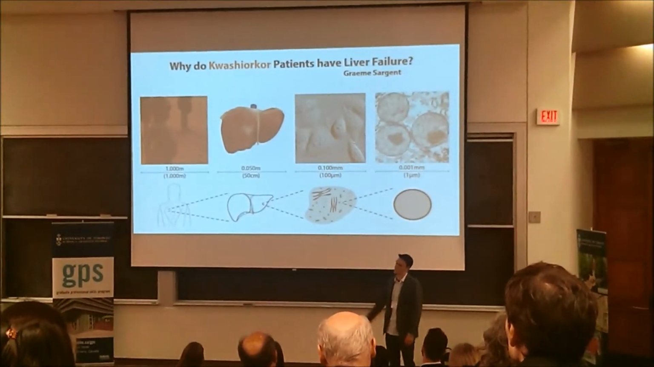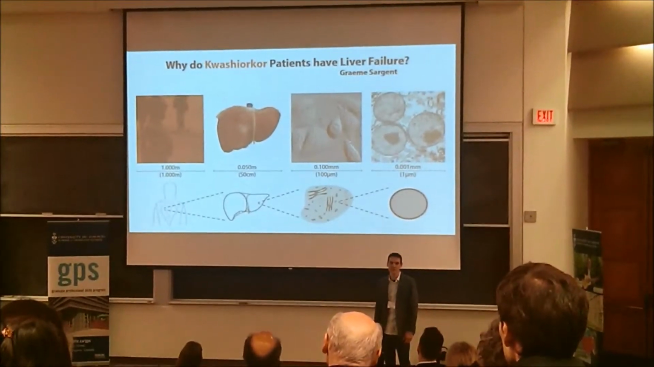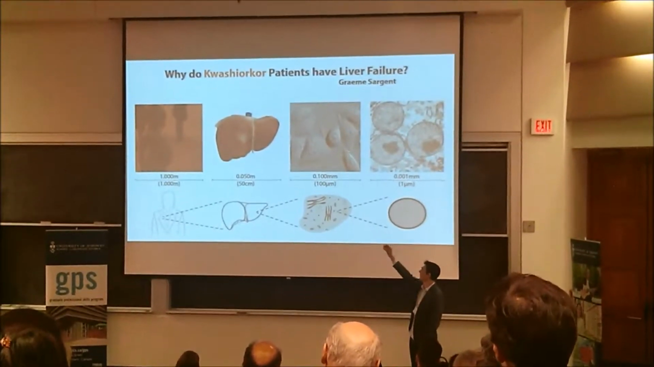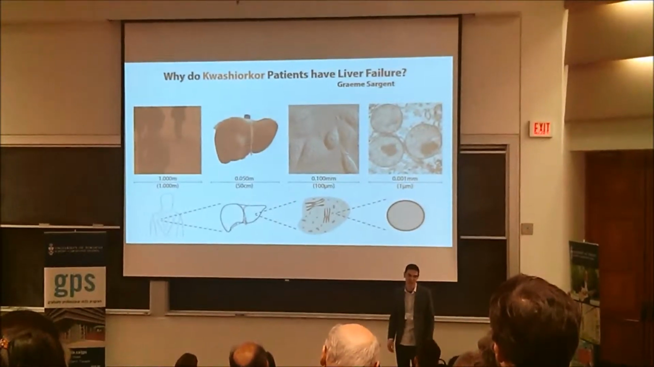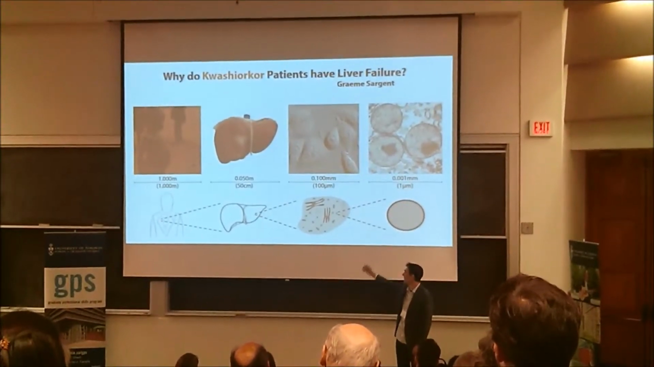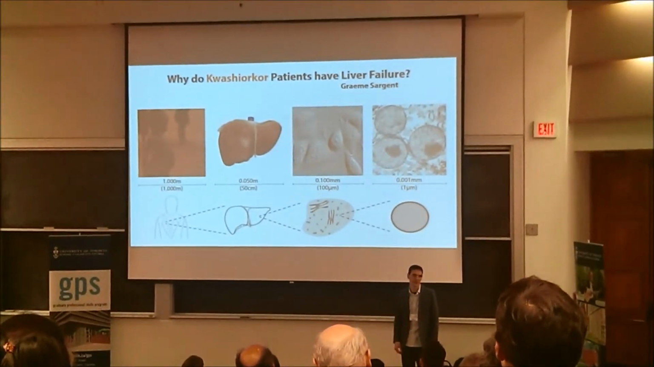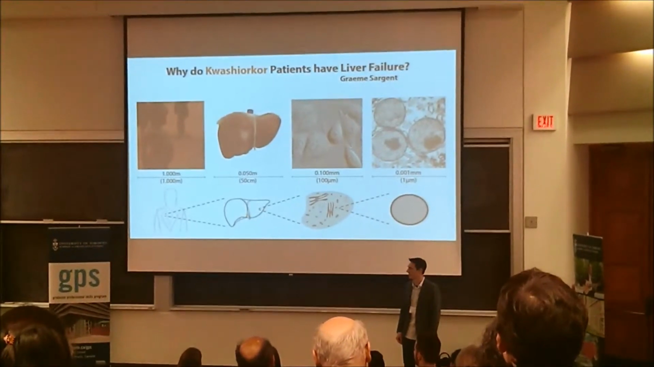The second photo is a picture of a liver, and I've chosen to include this photo because these children are ultimately dying as a result of liver failure. This is what my thesis work is all about, understanding why kwashiorkor patients have liver failure so that we can treat them better. The third photo is a picture of liver cells, and at this resolution, it's very difficult to see the inner workings of the cell, and completely impossible to determine what might be causing the problem.